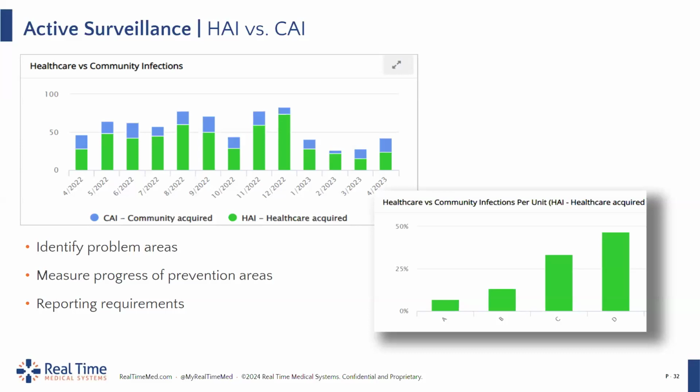Keep in mind too that some of your community acquired infections, especially if you have one particular unit that's designated to your newer admissions, sometimes you might see where you have an influx of some of those changes.